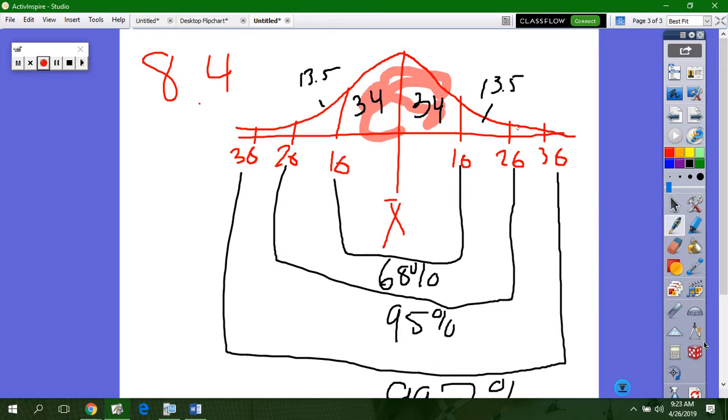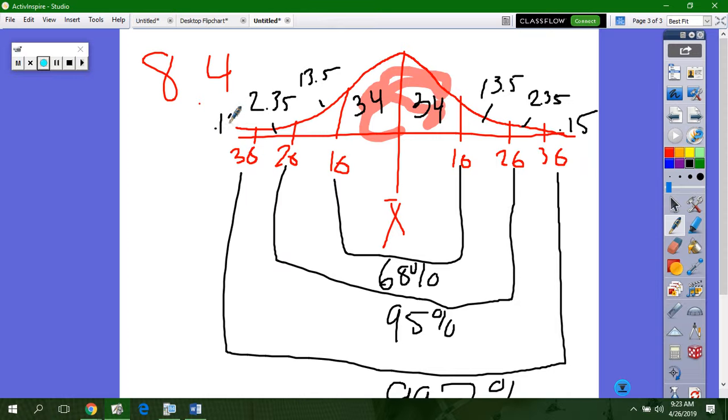Okay, so what's the difference between 95 and 99.9? 4.7. So what's this area? 2.35. Excuse me, the difference is 4.7, so this is 2.35. I apologize. This one's 2.35. So how much is left over for the fourth standard deviation? 0.3. So each of those gets 0.15.